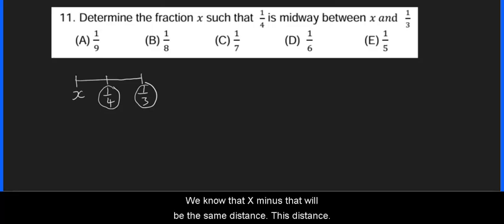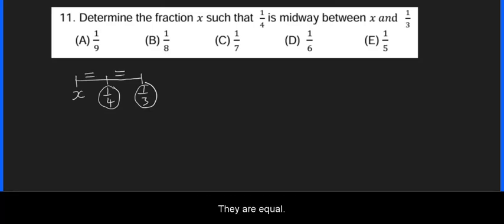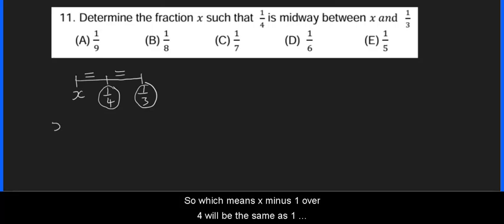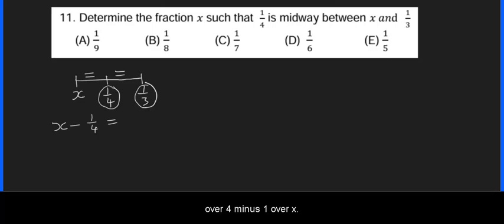Now to find this, we know that the distances are equal. So x minus 1 over 4 will be the same as 1 over 4 minus 1 over 3. Okay, we know that is true, the same distance. x minus 1 over 4 will be the same as 1 over 4 minus 1 over 3, in that order, please. So now I'm going to solve for x.